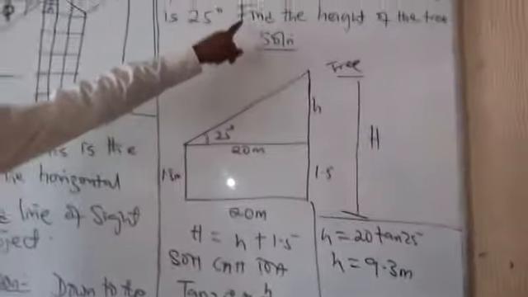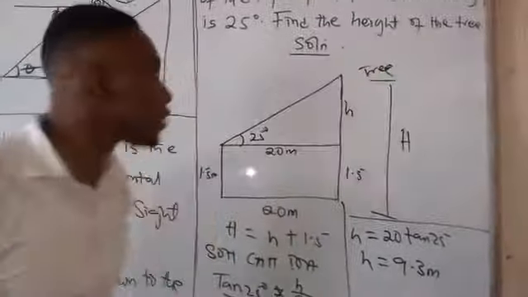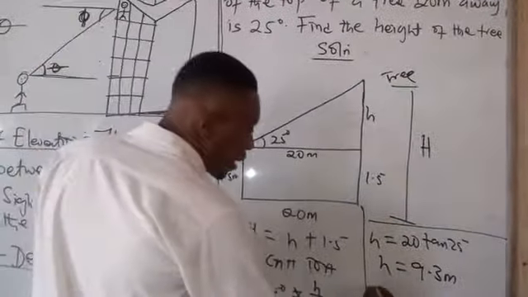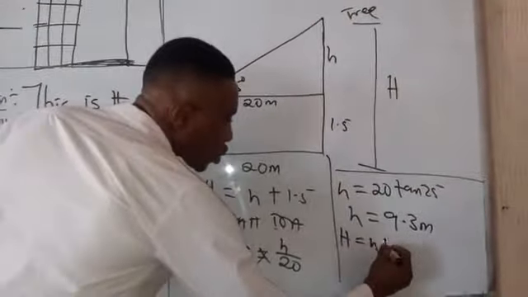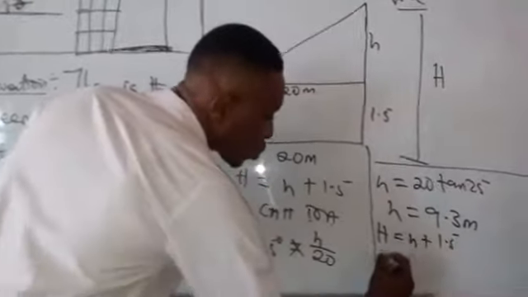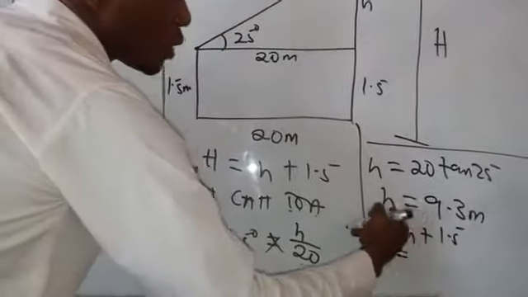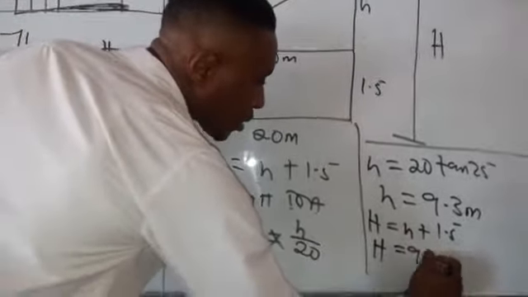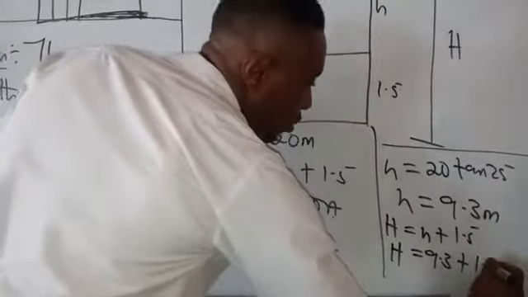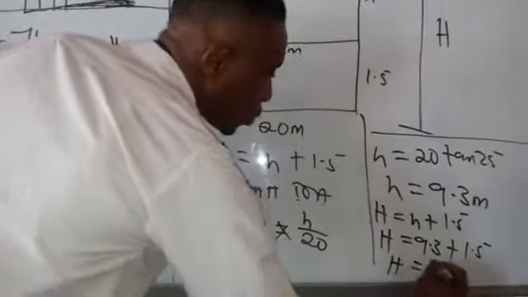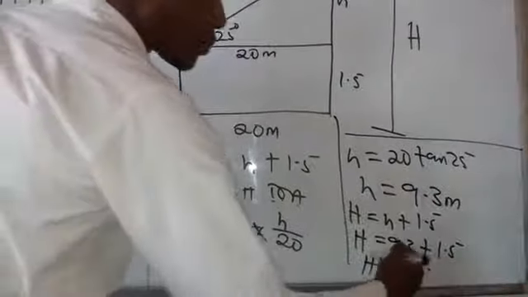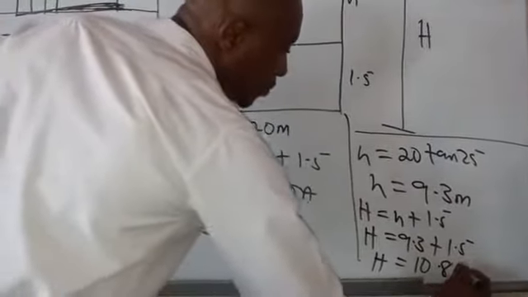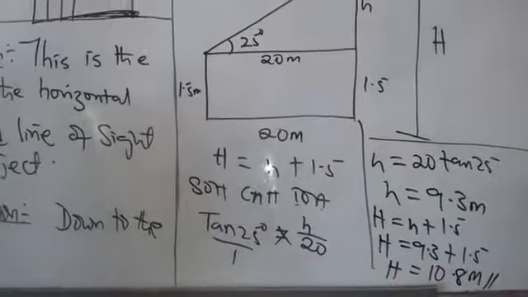Remember the question. The question says you should find the height of the tree. So finally the height of the tree, which is big H, is small h plus 1.5. So big H is going to be, we have gotten small h as 9.3 plus 1.5. When you add the two, it's going to give you 10.8 meter.